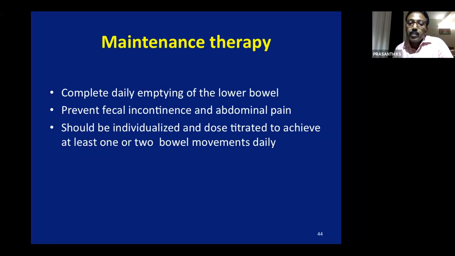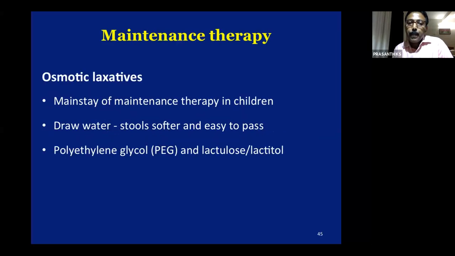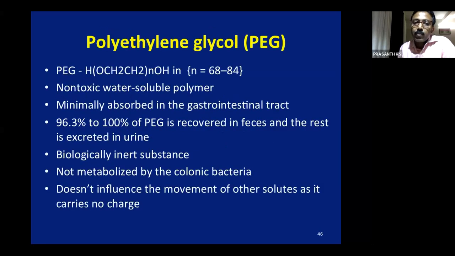It has to be individualized, and the dose has to be titrated to achieve at least one or two bowel movements daily. In maintenance therapy, osmotic laxatives are the key. They are the mainstay of maintenance therapy in children. The basic mechanism of action is that they imbibe water and make the stool softer, and it will be easy to pass. Polyethylene glycol and lactulose or lactitol-based preparations will be the preferred osmotic laxatives.